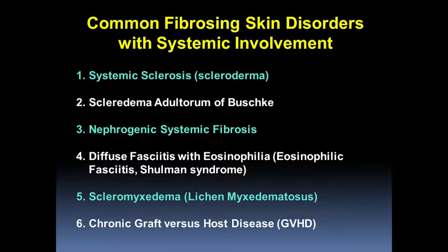We follow those recommendations, and the prevalence of this has gone down. We take care of patients with diffuse fasciitis with eosinophilia, formerly known as eosinophilic fasciitis. Every now and then we encounter such patients. We also take care of, much less commonly, patients with scleromyxedema or lichen myxedematosus. And every now and then we also encounter patients with chronic graft versus host disease.